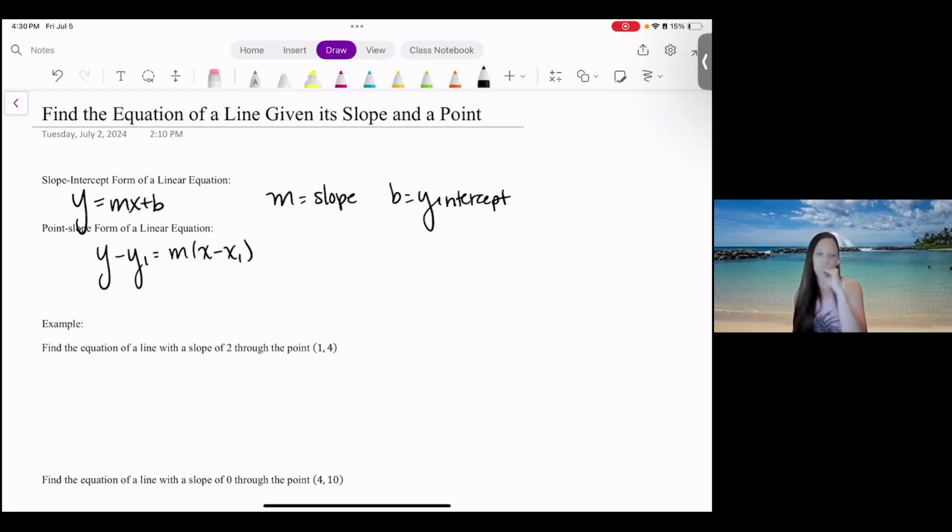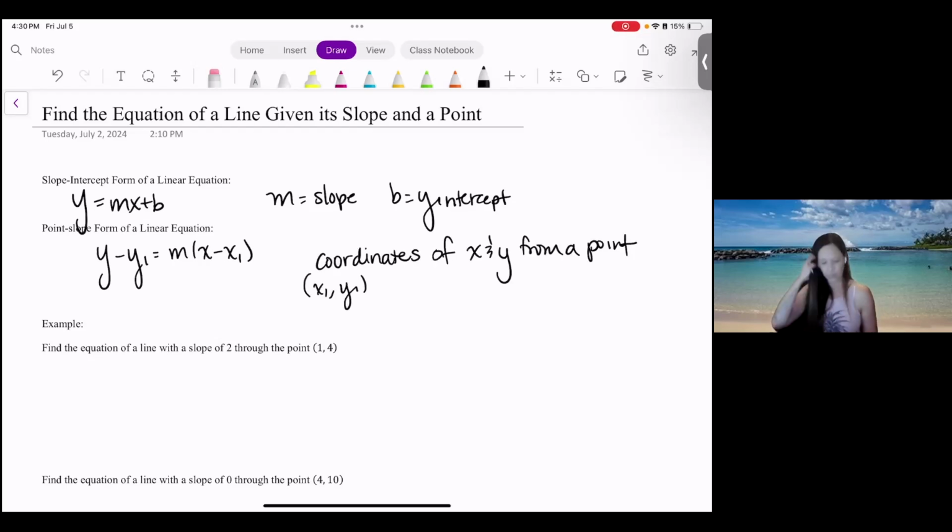In both of these equations, you'll see x and y without any subscript that is left in the equation. In the first equation, m and b are both represented by a number. In the second equation, x1 and y1 are actually the coordinates of a point that you're given, and m represents the slope. You can use either equation to write an equation of a line.